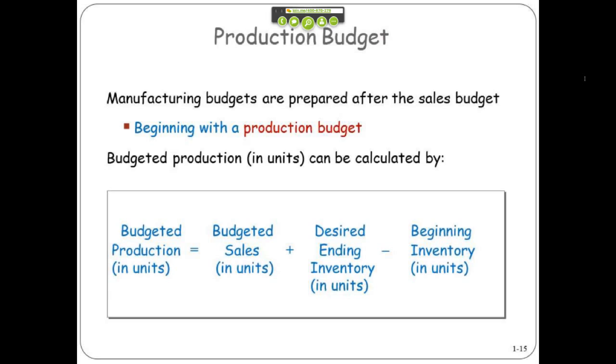This is what you want. This is what you just figured out in your sales budget. So you're budgeting for the first quarter 13,750 units. That's your expected sales, your budgeted sales.